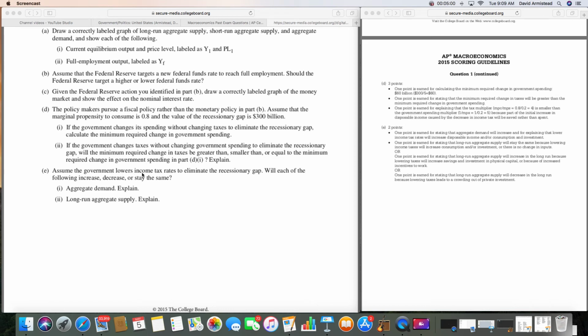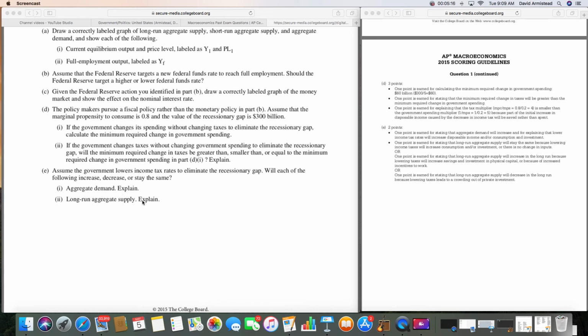Assume the government lowers income tax rates to eliminate the recessionary gap. Will each of the following increase, decrease, or stay the same? Aggregate demand. What's aggregate demand? If you lower taxes, what's going to happen to aggregate demand? Consumer spending is going to go up because people have more income. Aggregate demand will increase. There you go.